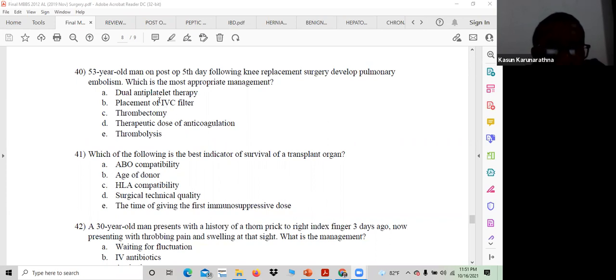Placement of an IVC filter is also out now. The patient has already developed pulmonary embolism. It is for the prevention of complications of DVT. To prevent pulmonary embolism in DVT patients, you place the IVC filter. Dual antiplatelet therapy is anyway again out, right? So the answer should be D.